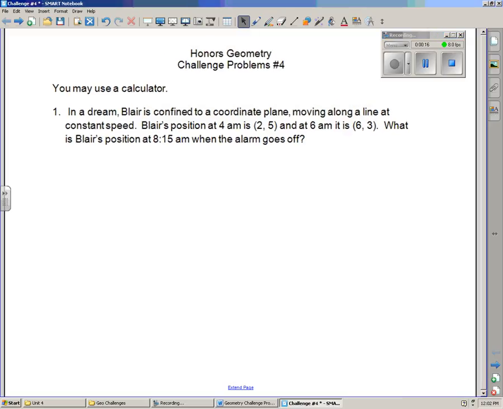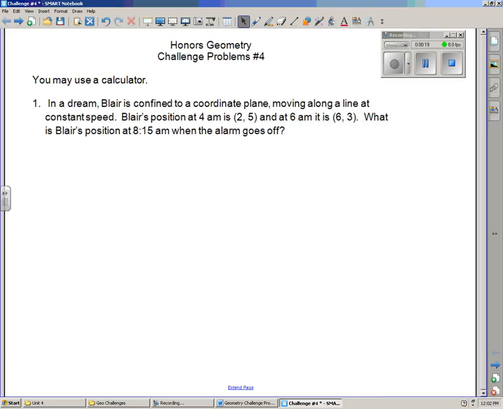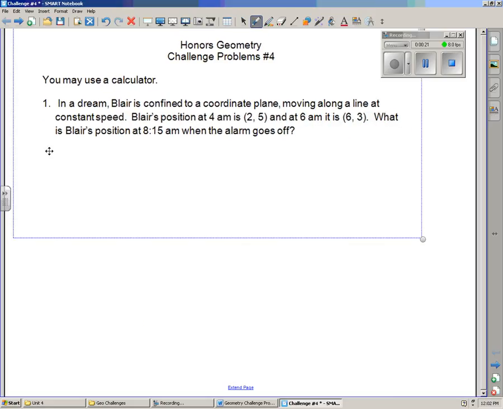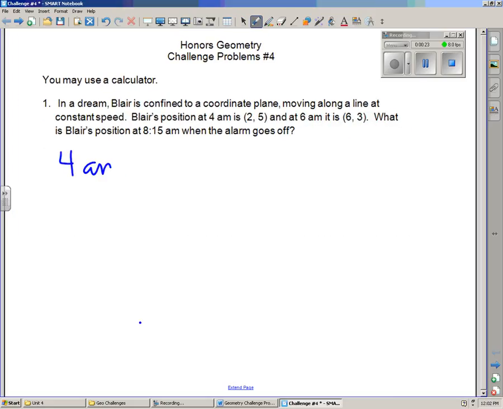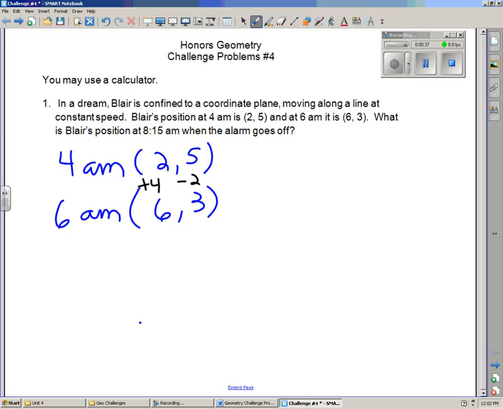So if we can write some of this stuff down. We've got at 4 a.m., he's at (2,5). At 6 a.m., he's at (6,3). So what's happening with the x and the y values? You should see that the x value is increasing by 4, the y value is decreasing by 2. So when we get to 8 a.m., the next 2 hours, we know that he's now going to be at (10,1).